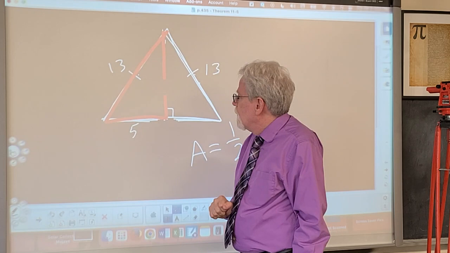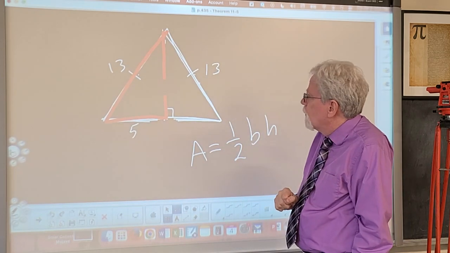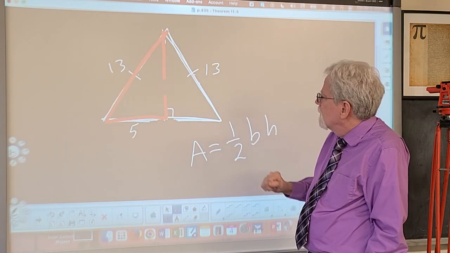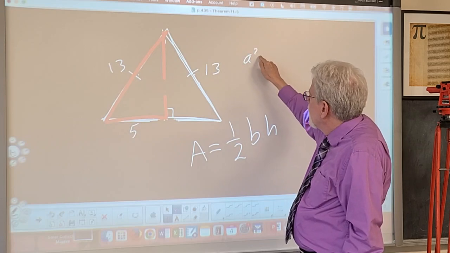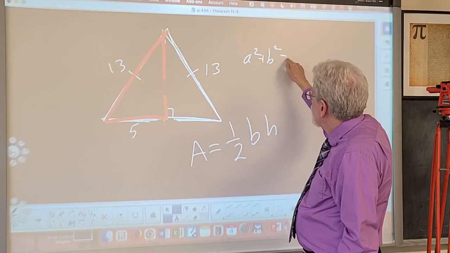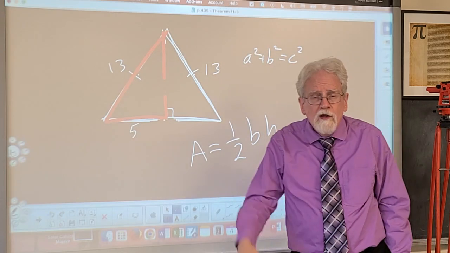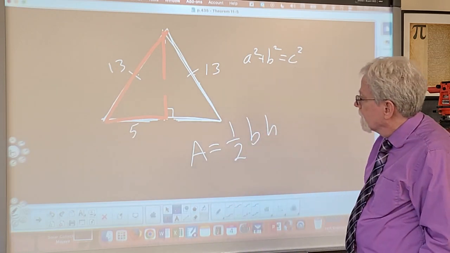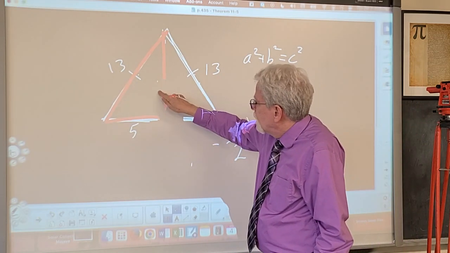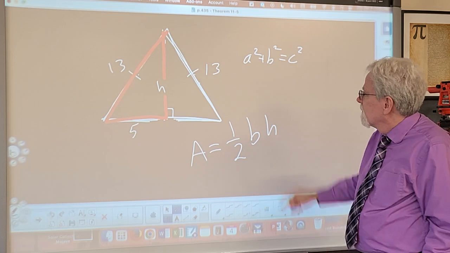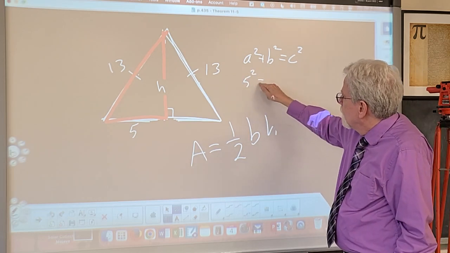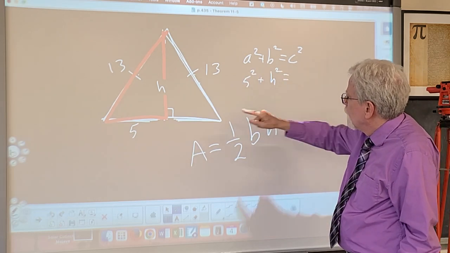What if you didn't know that? Then we're stuck. No, you're not stuck. All you have to do is use a squared plus b squared equals c squared, our old familiar friend, the Pythagorean theorem. Let's call this h for height. We don't know what it is. 5 squared plus h squared equals 13 squared.